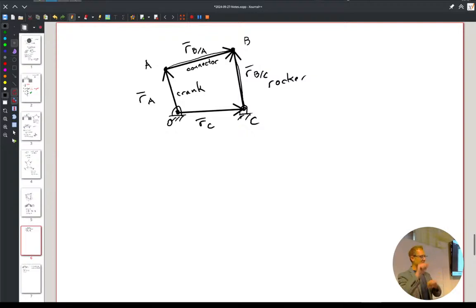I have these vectors of points that are moving. What are the constraints on points A and B? Mostly A and B, because those are the moving points. O and C are fixed. So what kind of constraint did you come up with?